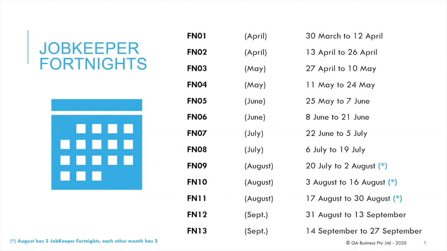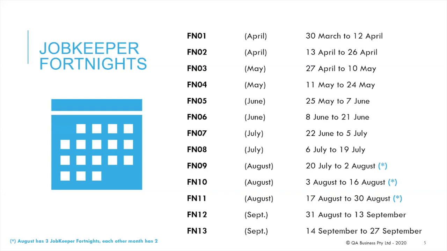So let's look at the JobKeeper fortnights. There are 13 of them. It starts on the 30th of March and they finish on the 27th of September. And they're the numbers 01, 02, 03. You will only use those numbers if that is the fortnight in which you're starting JobKeeper. Now, April's different. If you're in for April for JobKeeper as an eligible employer, you just need to get FN 01 on a pay in the month of April and get that uploaded to the ATO as soon as possible through single touch payroll.